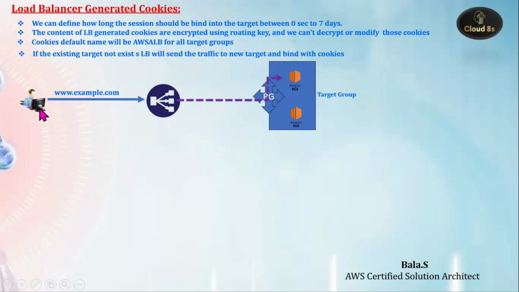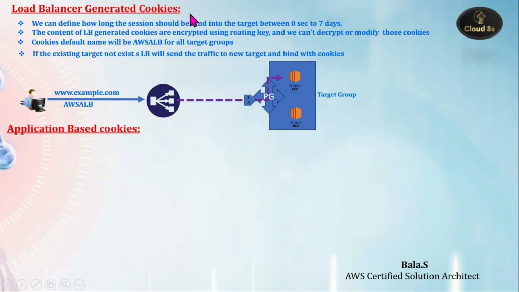If the same user tries to connect to the load balancer again, and the load balancer generated cookies have been enabled, what will happen? Again, it will send the traffic along with the cookie named AWSALB. The load balancer will send the traffic to the target group, and inside the target group the session affinity will validate the session based on the cookie. If the cookie is received along with AWSALB, it will send the traffic to the same target. That is how the load balancer generated cookies bind the session to the concerned EC2 instance. So that's all about load balancer generated cookies.